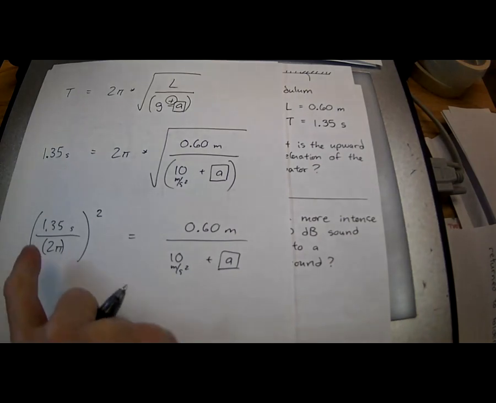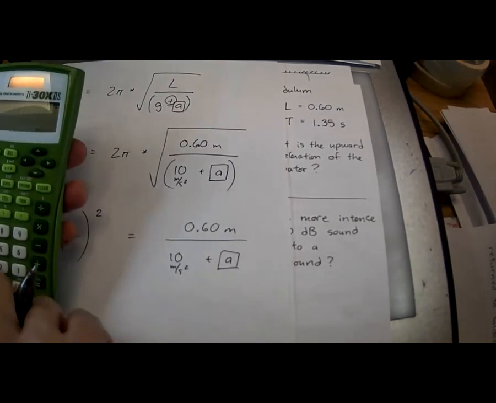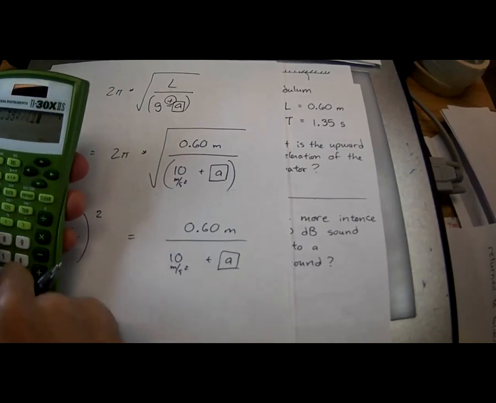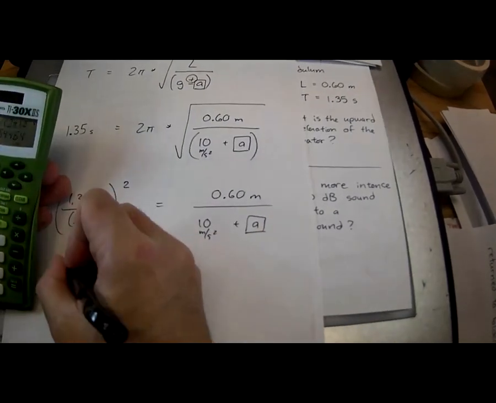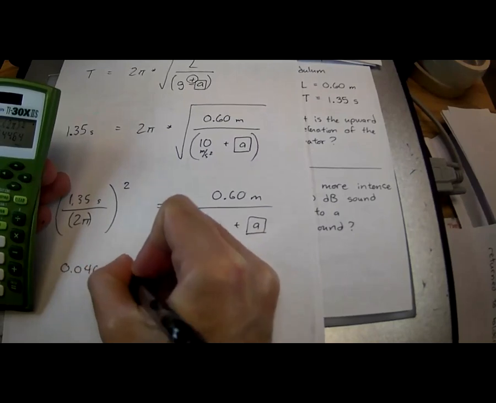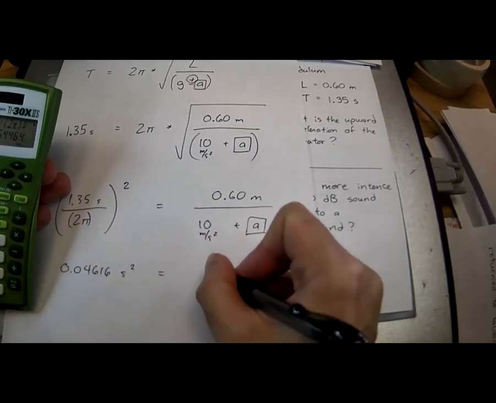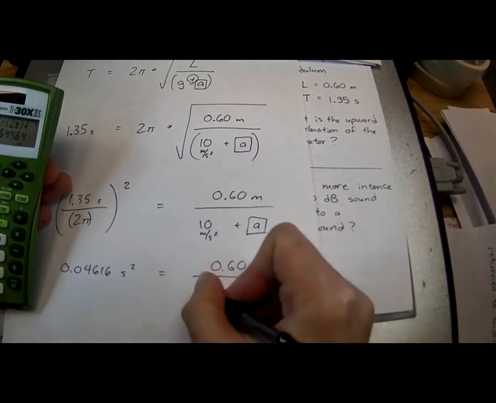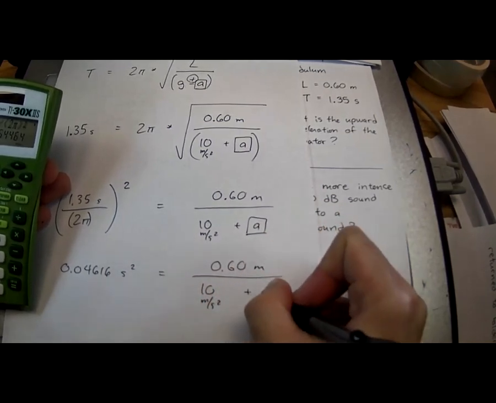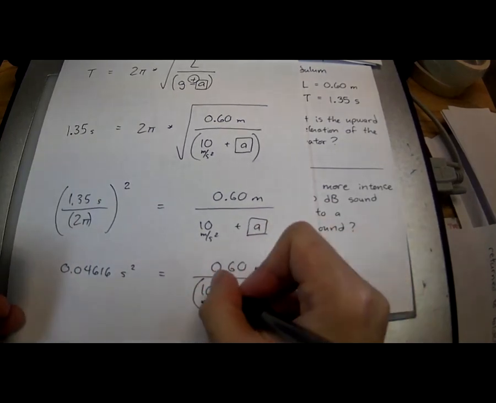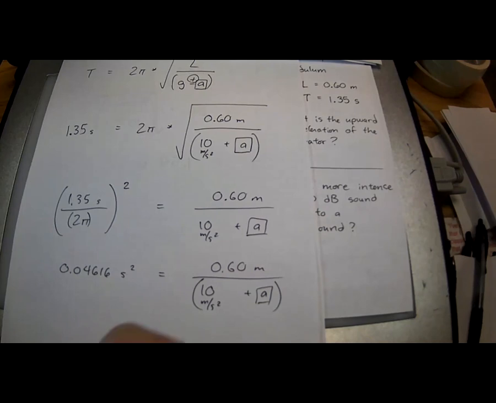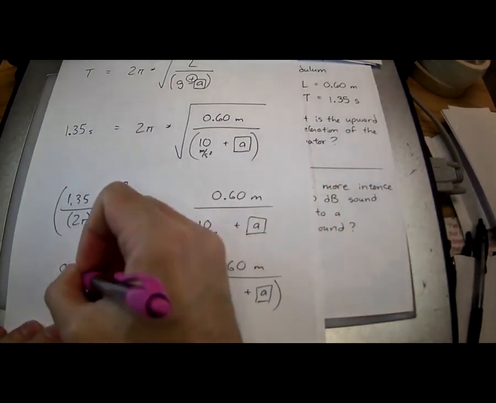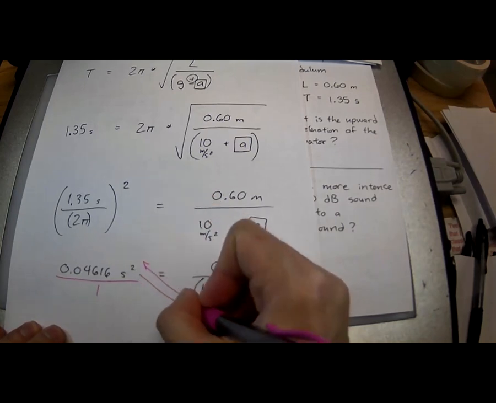Let's see what all this crazy stuff comes out to, because I'm just doing a step at a time here. 1.35 squared divided by 2 pi quantity squared. So a tiny number, 0.04616 square seconds, equal to 0.60 meters divided by 10 meters per second squared plus a. I'm going to take all this denominator stuff and cross multiply it up. Actually, while I'm at it, let's take the square seconds number and divide it down.